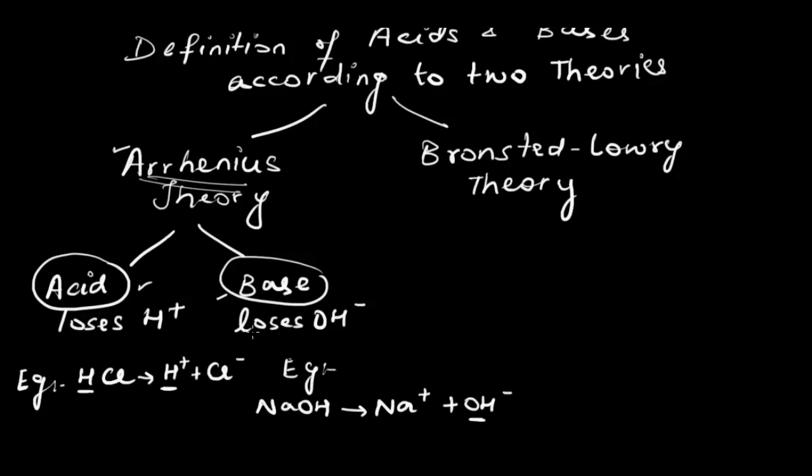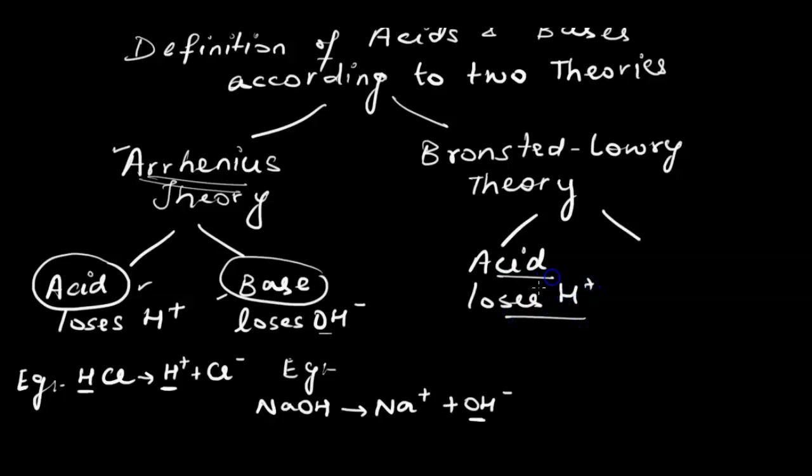Arrhenius theory is not wrong, because we have bases that lose OH- ions and acids that lose H+ ions. However, there are certain bases that do not contain OH-. An example is ammonia, NH3. It's a very common base, but it contains no OH- ion. So ammonia does not fit the Arrhenius definition. That's why Bronsted-Lowry came up with another theory, and they said an acid is anything that loses H+ ion.